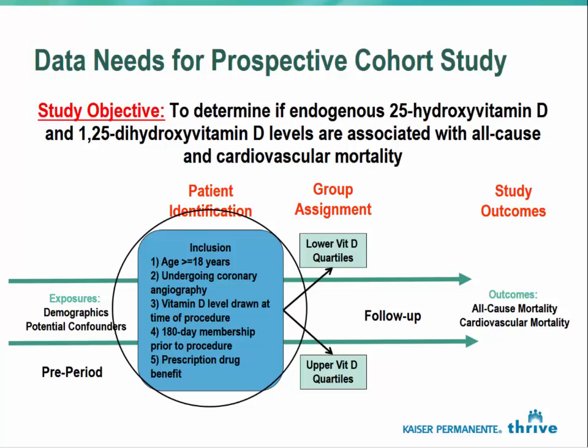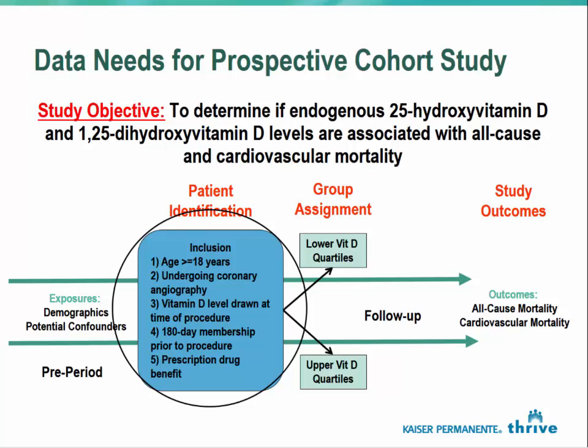So, focusing on the patient identification, the inclusion criteria, we'll need information on their age. Generally, that's a patient's date of birth, probably comes from multiple sources. You could get that in perhaps their medical record. Undergoing coronary angiography, probably going to get that from claims data or through medical chart review. Vitamin D level, looking through your lab database. Chart review may have that information.